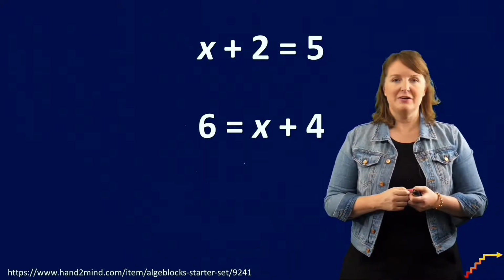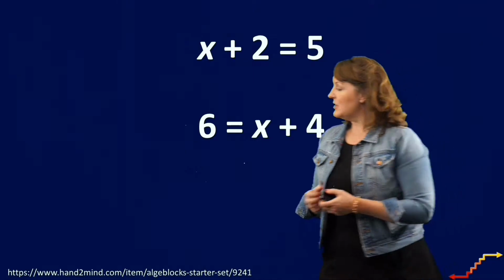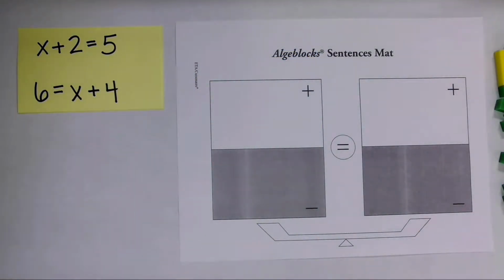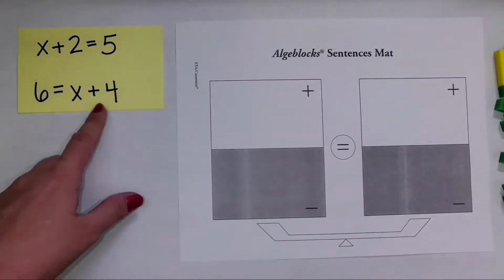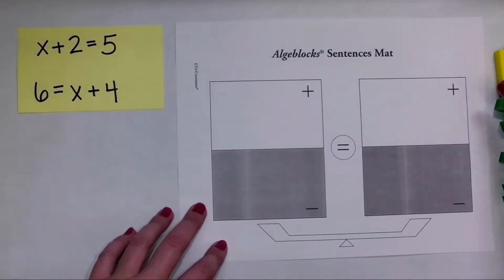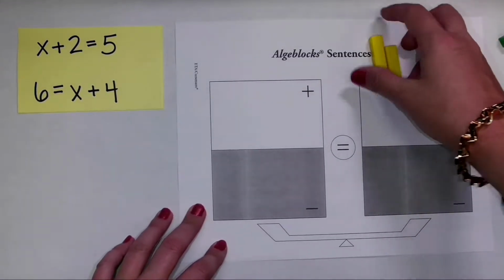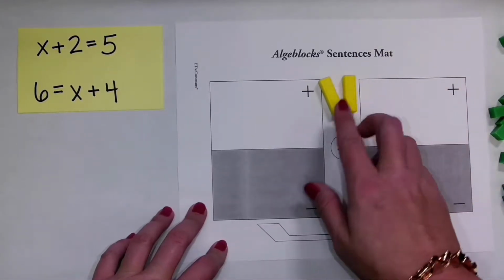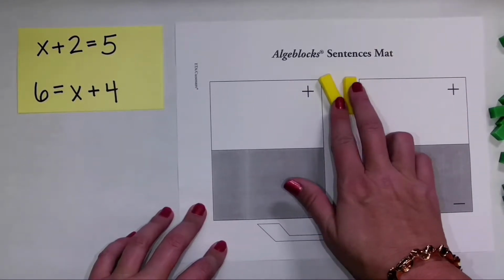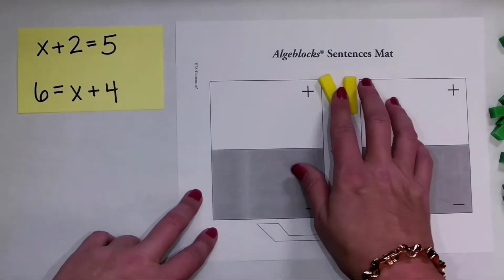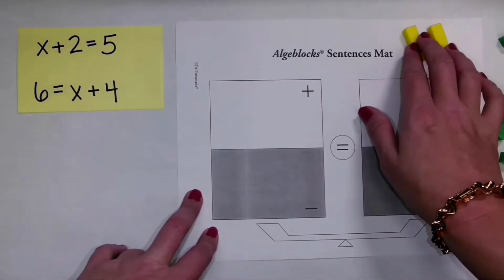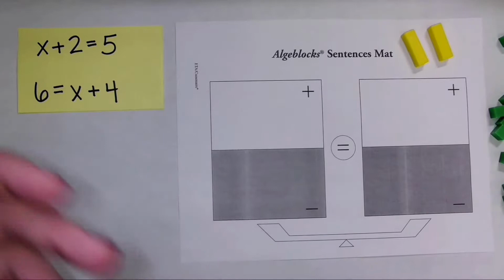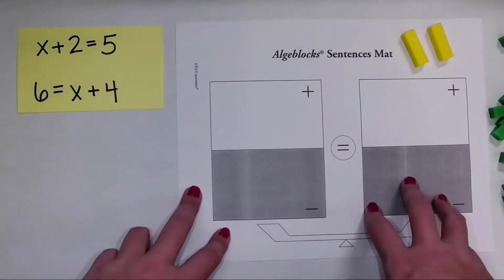So let's get started on our document camera. We're solving these two problems today, x plus 2 equals 5 and 6 equals x plus 4. We're going to use our Algeblocks, and today we're just going to use two of the different kinds of blocks. We have these yellow rods, and today these are going to represent our variable. In these two equations, they will represent x. But you could use them to represent m or a or whatever variable you want.